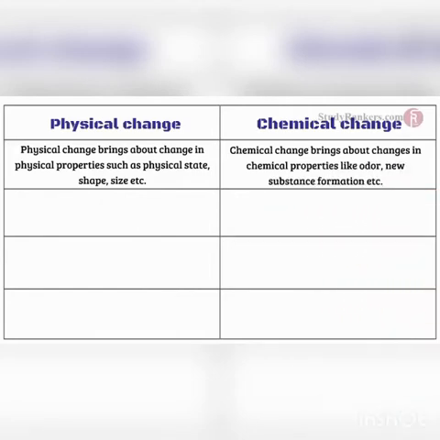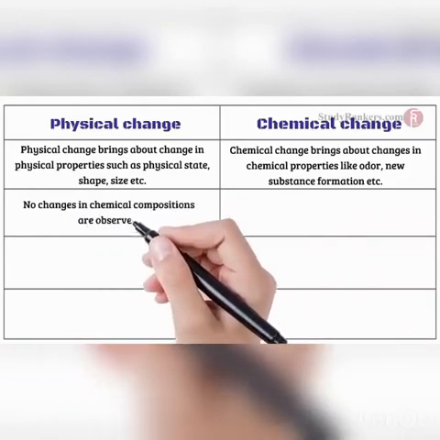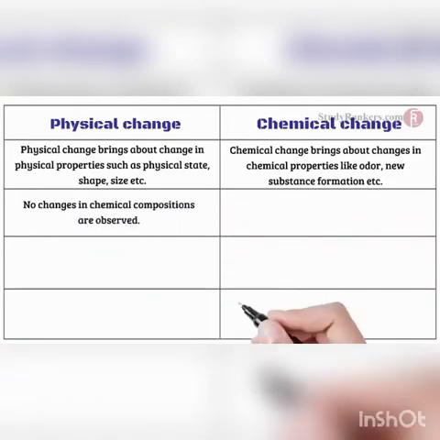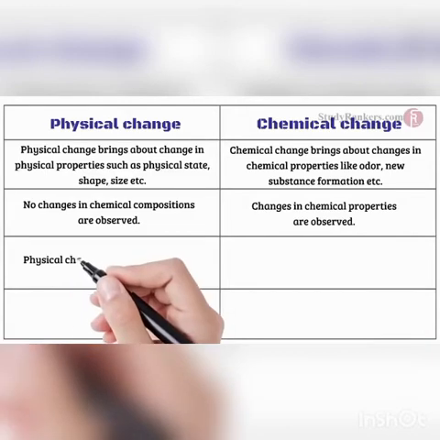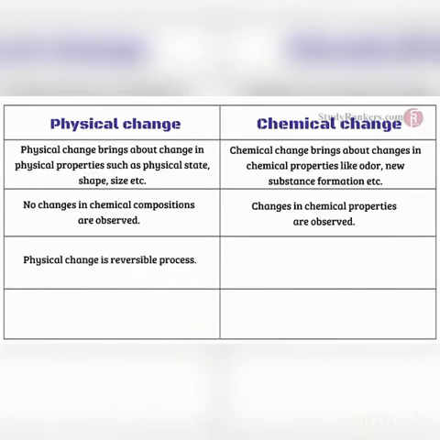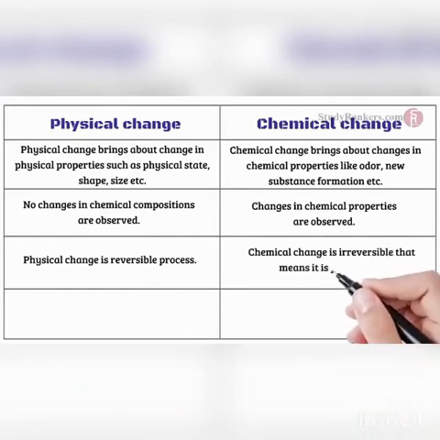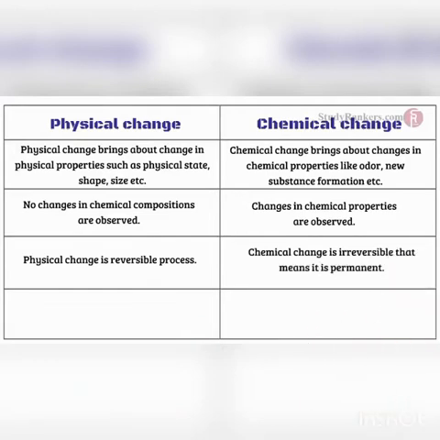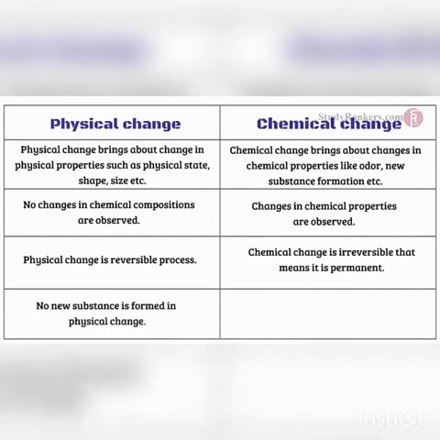In physical change, no change in chemical composition is observed, while in chemical change, changes in chemical properties are observed. Physical change is a reversible process, while chemical change is irreversible. That means it is permanent. No new substance is formed in physical change, while there is formation of new substances in chemical change.